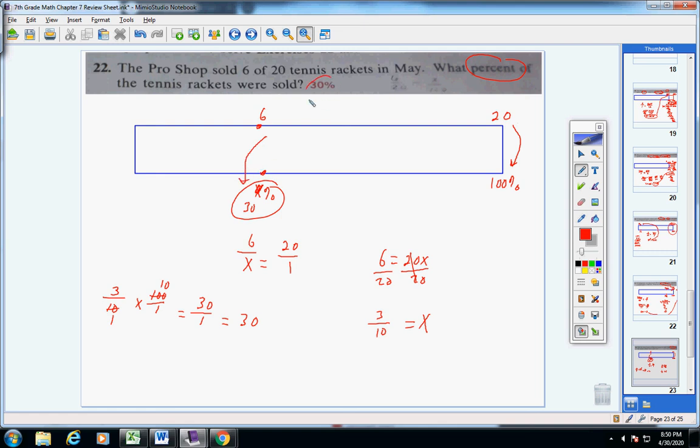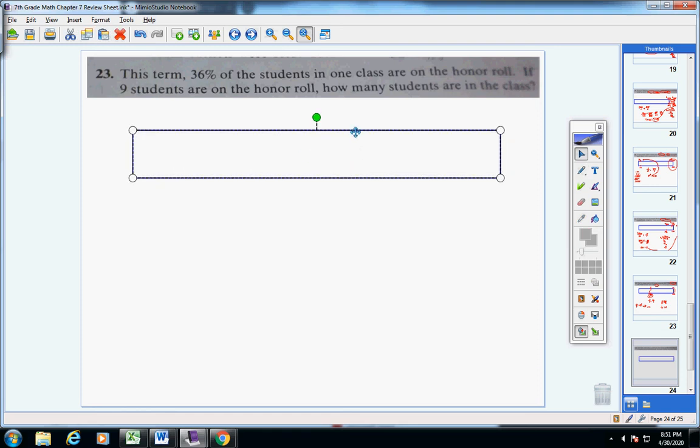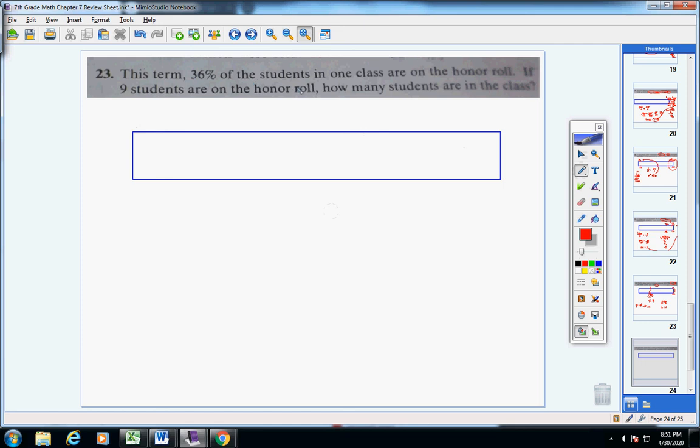Okay? Alright, number 23. This term, 36% of the students in one class are on the honor roll. If 9 students are on the honor roll, how many students are in the class? Well, guys, here we go again. Let's find your 100%. 36% of the students are on the honor roll. So you're taking 36% of what? Of the students. So your 100% then is the total number of what? Students. Of course, not in the whole school, but in that one class, okay?